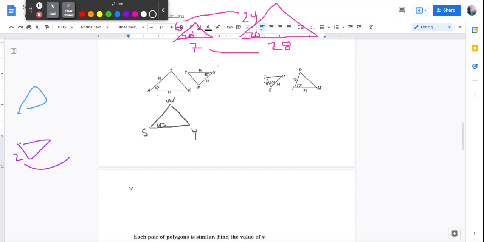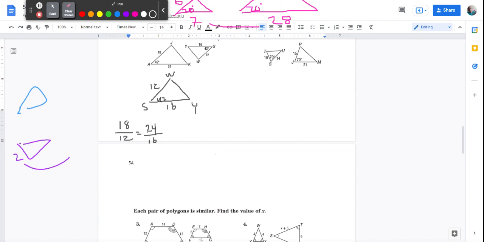And so we could just sort of check these proportions to make sure. So I have 18 here, and WS is 12, and then I have 16 down there at SY. And I get to set up a proportion to see if they're similar. So 18 over 12 is equal to 12 over 16, and we'll just check to see if actually should be 18 over 12, 24 over 16. I'm sorry about that. All right, and we can cross multiply and check to see if those are similar.